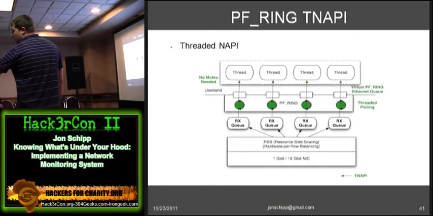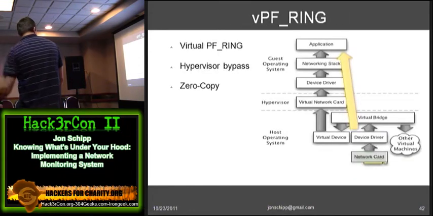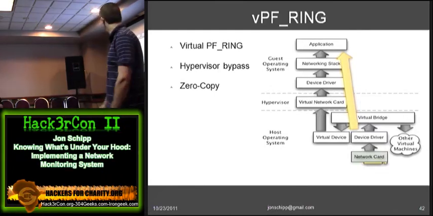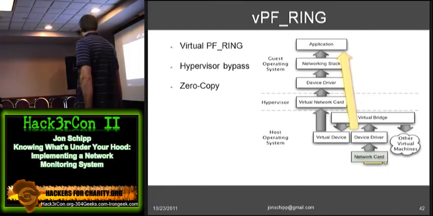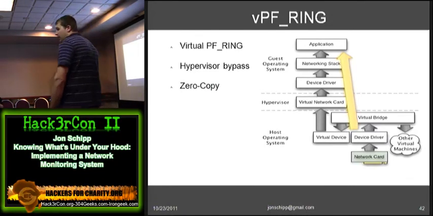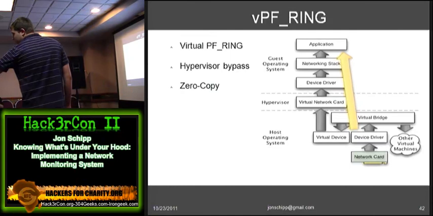There's also threaded NAPI. If you're interested in that, you can have threaded RX queues. And this is for people that use VMs. If you're using virtualization, you might be interested in vPF_RING. So basically, we just bypass the hypervisor and go directly to PF_RING. And we can get good speeds that way.